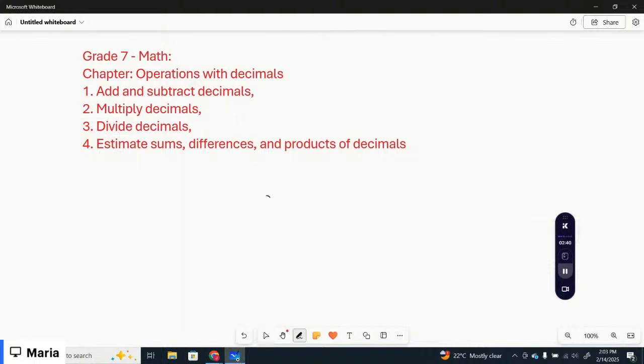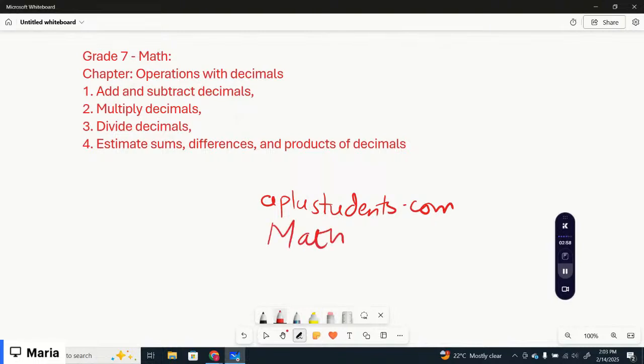You can find all the lessons on aplusstudents.com. You have to log in there using your email address and password as provided by the administrator. Then you have to select math from the subject tab, scroll down to grade 7 math, and then click on view all lessons. There you can find a list of the chapters.